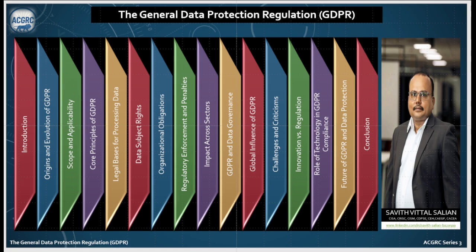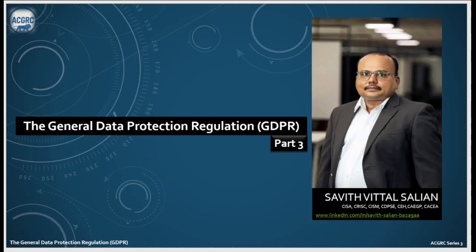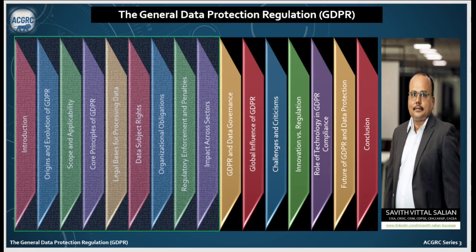So let's dive in. Welcome to part 3 of the General Data Protection Regulation or GDPR. In part 1 and part 2, we covered the introduction, origins and evolution of GDPR, scope and applicability, core principles of GDPR, legal basis for processing data, data subject rights, organizational obligations, regulatory enforcement and penalties, and impact across sectors. We looked at checklists around a few of the areas. The checklist was indicative, something that you can reference and build on based on your own organization's need and commitment. So use that as a base. I hope that helps you.